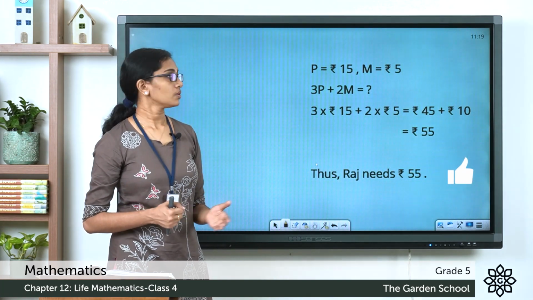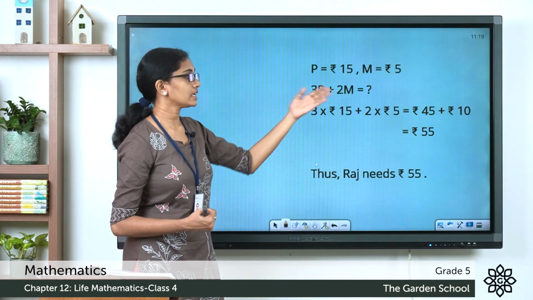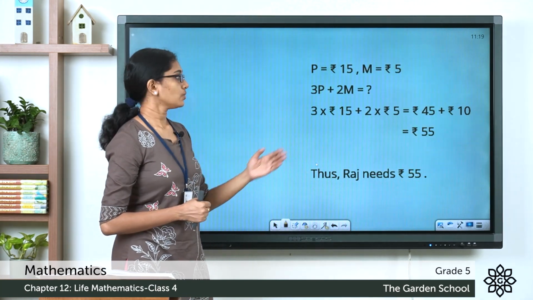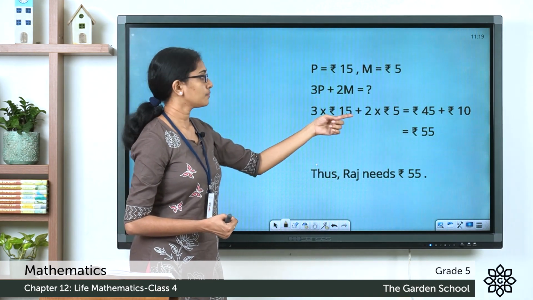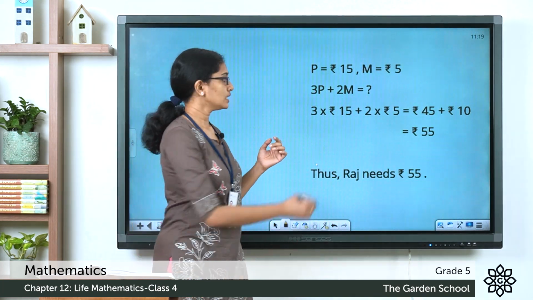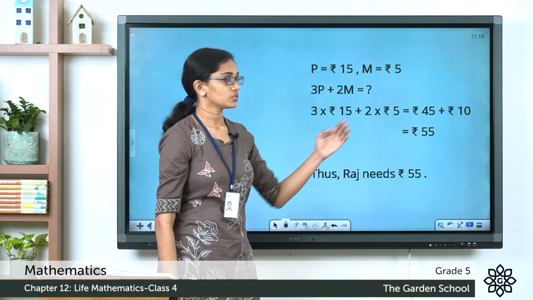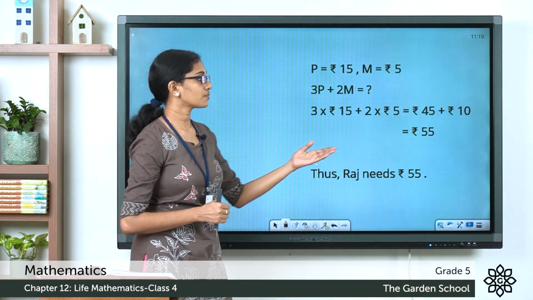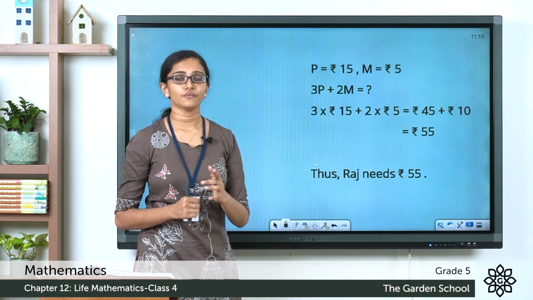The cost of 1 pineapple is equal to rupees 15 and the cost of 1 mango is equal to rupees 5. Now, we have to find out what is the total amount needed to buy 3 pineapples and 2 mangoes. So, there we have to substitute the value of each of these. So, substituting the amounts, 3 into 15, the price of 1 pineapple, plus 2 into rupees 5, the price of 1 mango. That is equal to 3 into 15 is rupees 45 plus 2 into 5 equal to rupees 10. So that is a total of rupees 55. So Raj needs a total of rupees 55 to buy 3 pineapples and 2 mangoes from the shop.